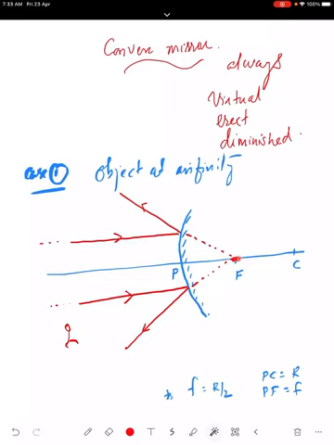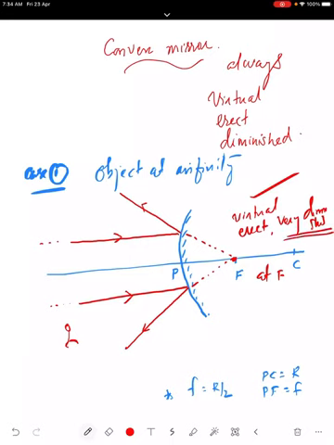So we'll write here, the image formed is a virtual image. You can see that it is a virtual image. It's an erect image and a very diminished image. And where is the location? The location is, it is formed at F. So, always a virtual image, erect image, diminished; in this case, it is very diminished and it is formed at F.